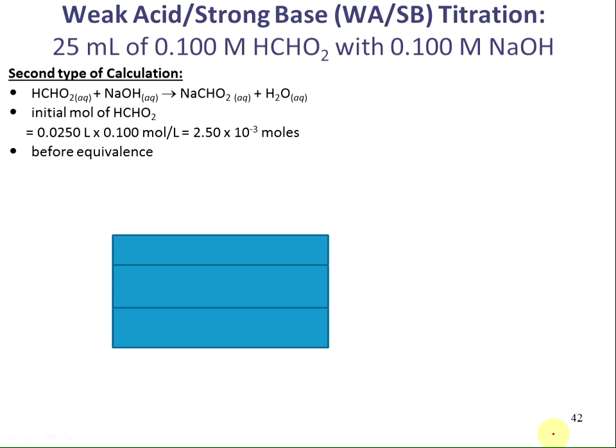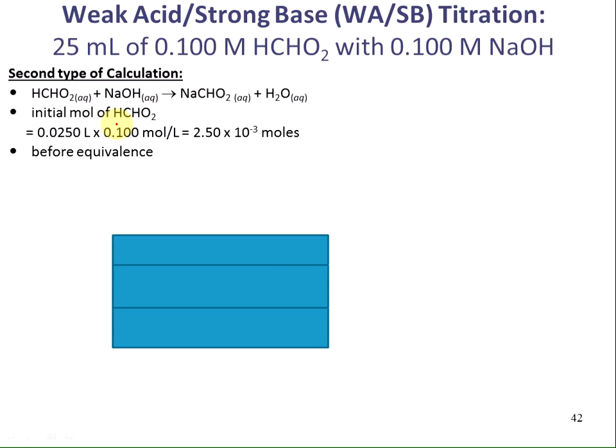Now the next type of calculation, we have some sodium hydroxide added to the formic acid. So when sodium hydroxide is added to the formic acid, this is a neutralization reaction. And remember, neutralization reactions are one-way reactions, and we have to take care of the one-way reactions first.